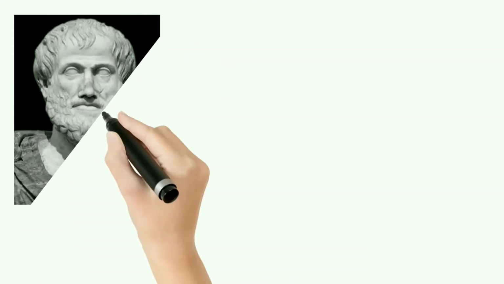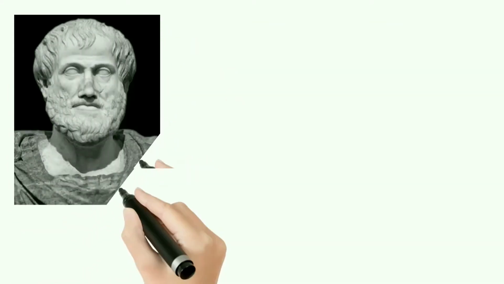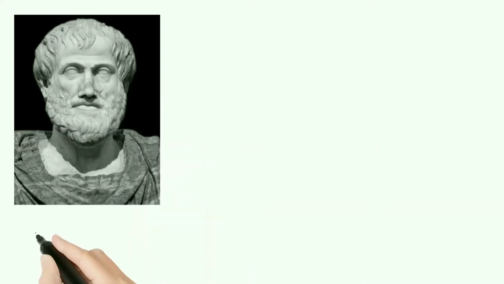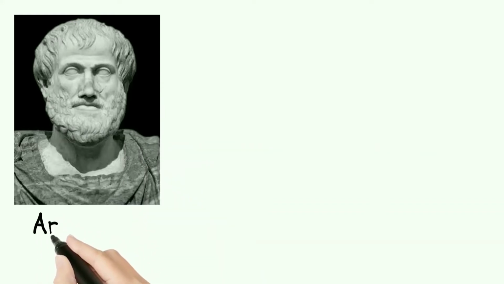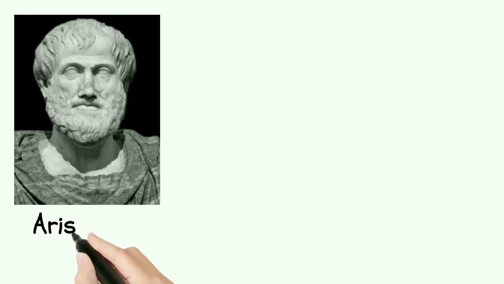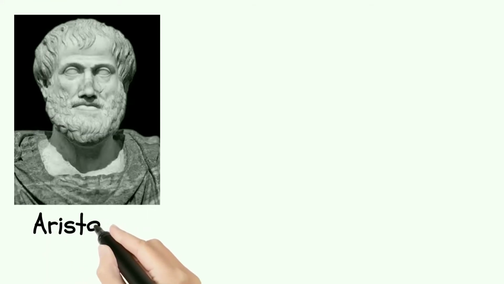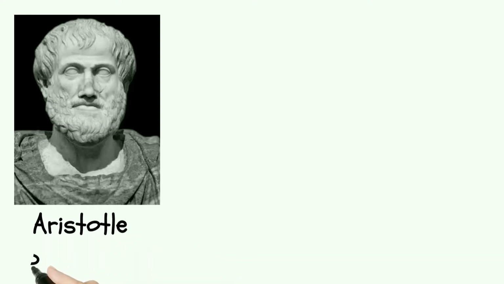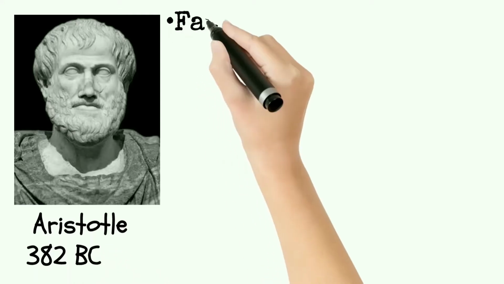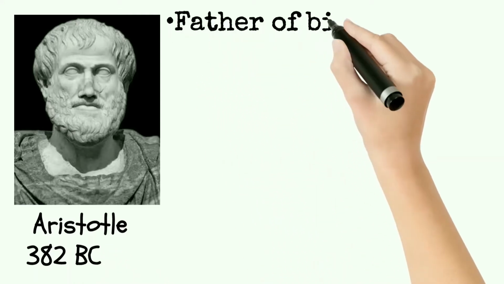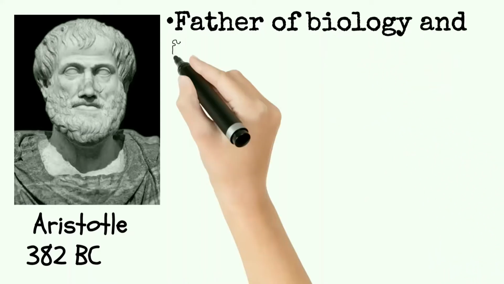Any history of biology must start with Aristotle's biology, one of the earliest studies of the natural world and a true defining moment in scientific history. Aristotle's work earns this brilliant mind the title of the father of biology. So, Aristotle is known as the father of biology and father of zoology.